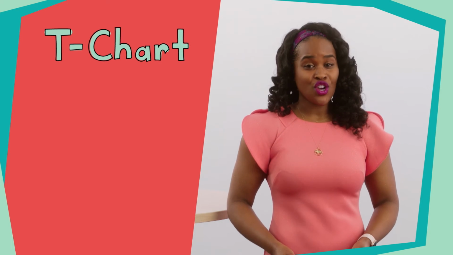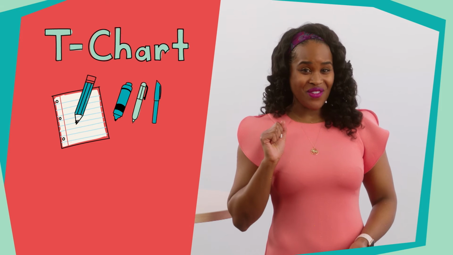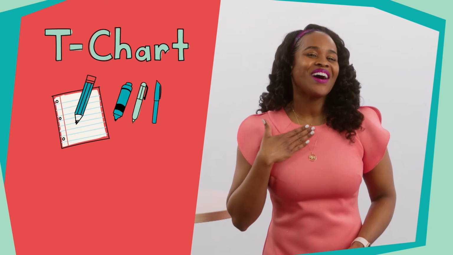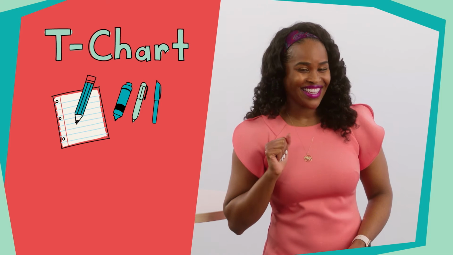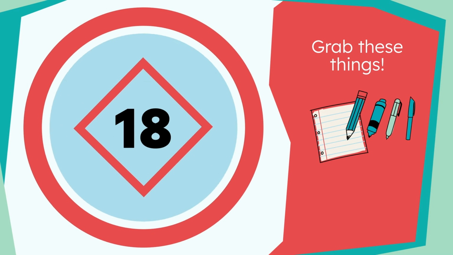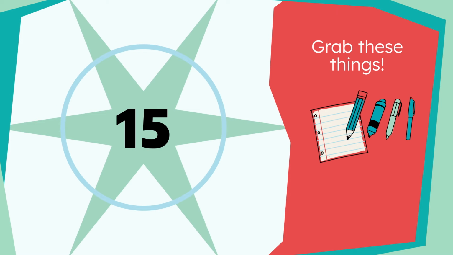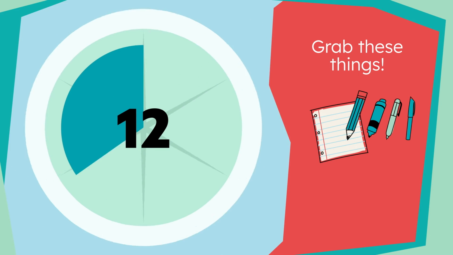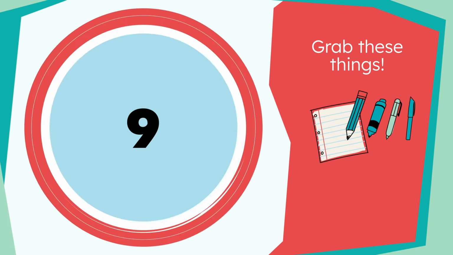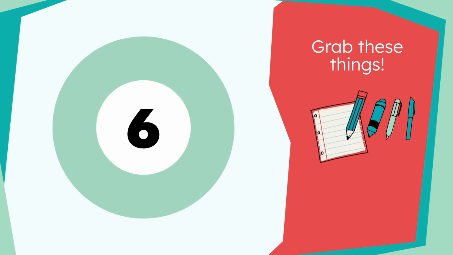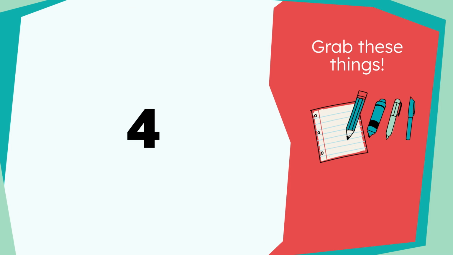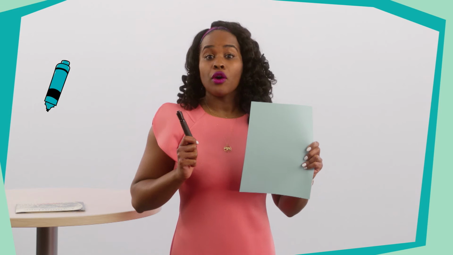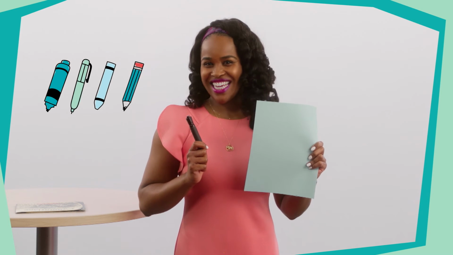To do this, we're going to create a T-chart graphic organizer. You will need 1 piece of paper and something to write with. While you go grab your items, I'll go grab mine. I'll be right back. I'm back with my piece of paper and something to write with. I grabbed a marker, but a pen, crayon, or pencil is just fine too.